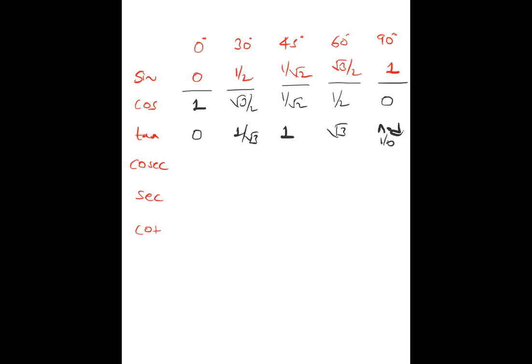You can write infinity also. For cosecant theta, it is 1 by sine theta, that means the reciprocal of sine theta. Sec theta is the reciprocal of cos theta. And cot theta is the reciprocal of tan theta.